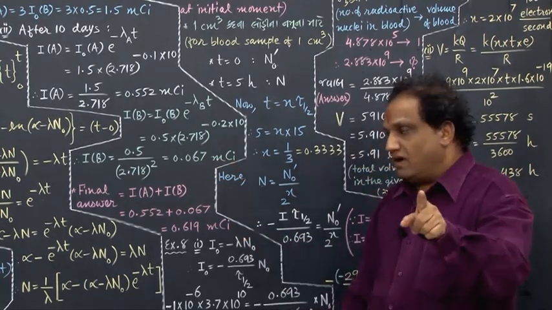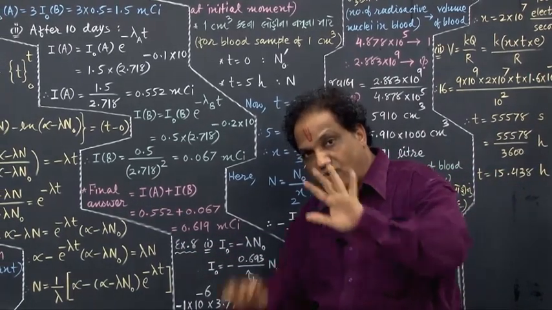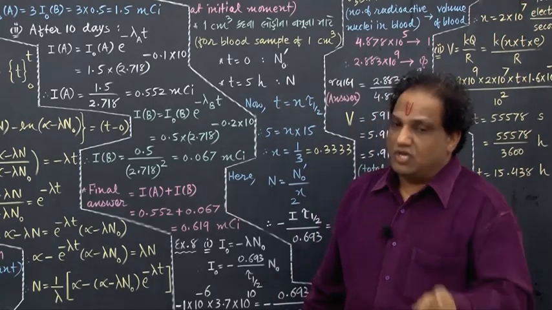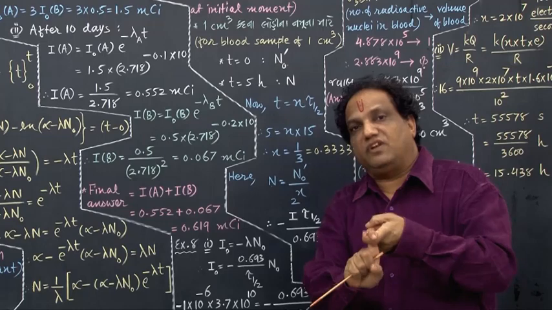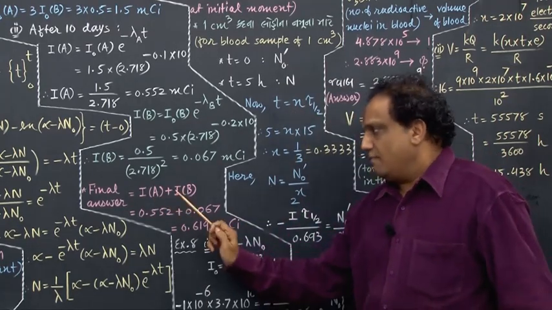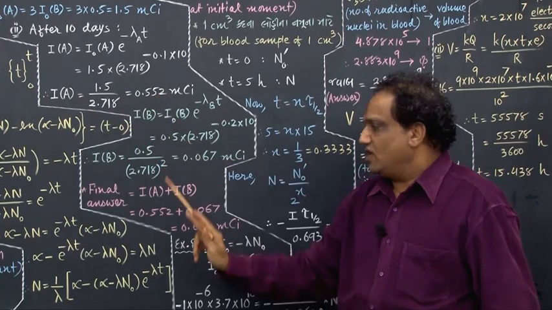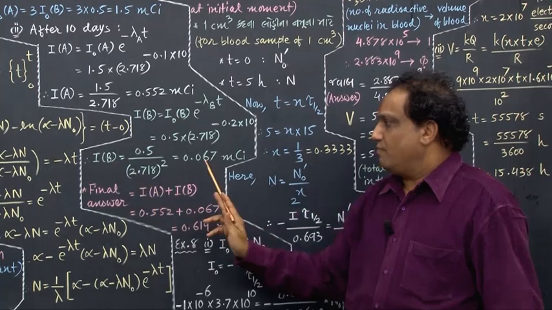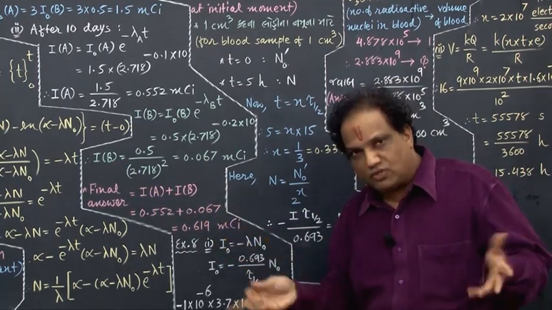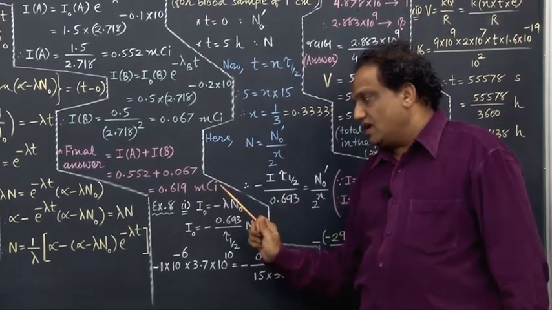Now our final answer is the final activity of the whole mixture. When you want to find out the final activity of the whole mixture, you should add the final activities of both the given radioactive elements. That is I of A plus I of B. What is I of A? It is 0.552. And what is I of B? 0.067 millicurie. Both the values are in millicurie, so you can definitely add them. And the answer is 0.619 millicurie.